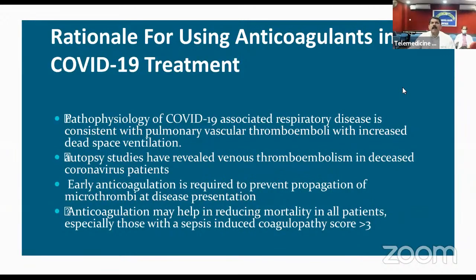So early anticoagulation is required to prevent propagation of microthrombi at the disease presentation, and it communicated clearly that low molecular weight heparin, unfractionated heparin, and also oral drugs have a role in this type of patient. And anticoagulation may help in reducing mortality in patients, especially in those where the coagulopathy score is more than 3.